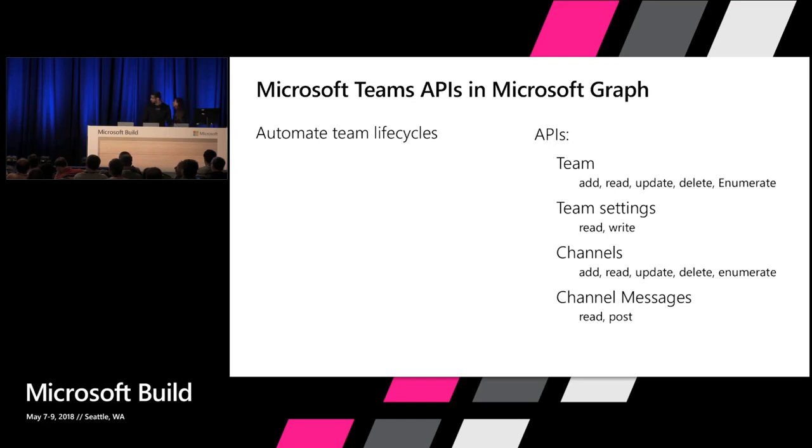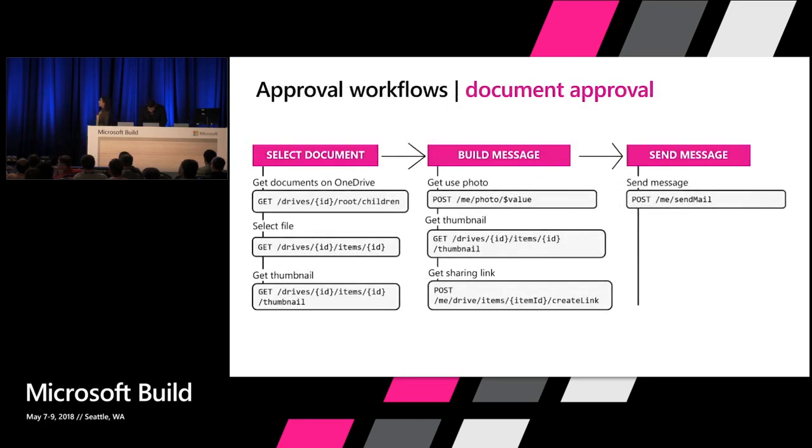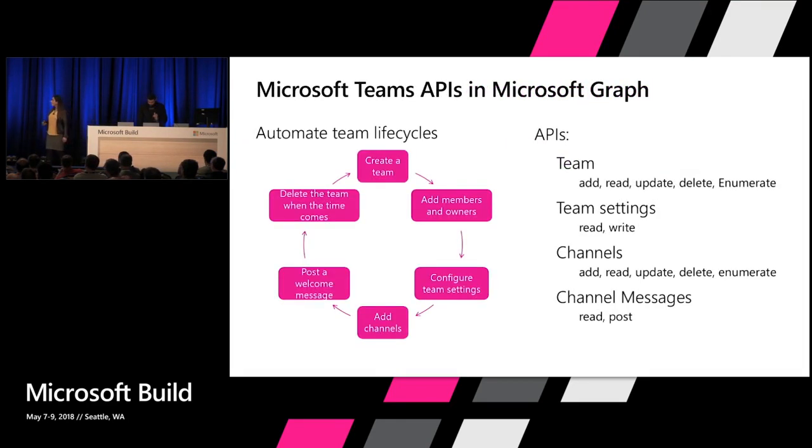OK. Now let's go to the next set of API highlights. Let me see. I lost my machine. 5 was this one. There you go. The next set is Teams. So I talked a little bit about Teams already.